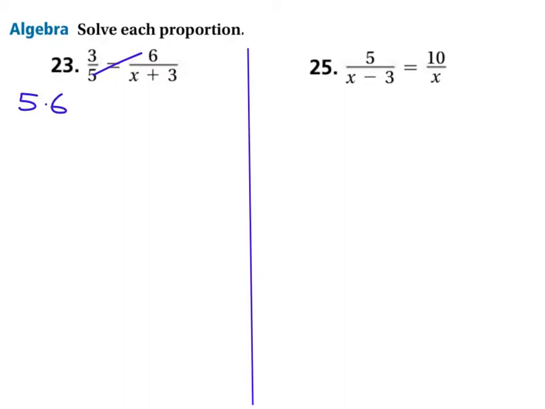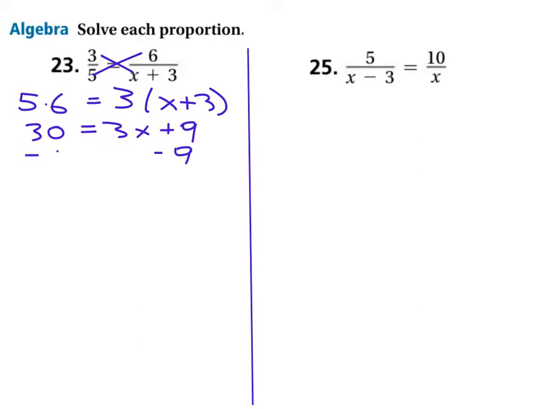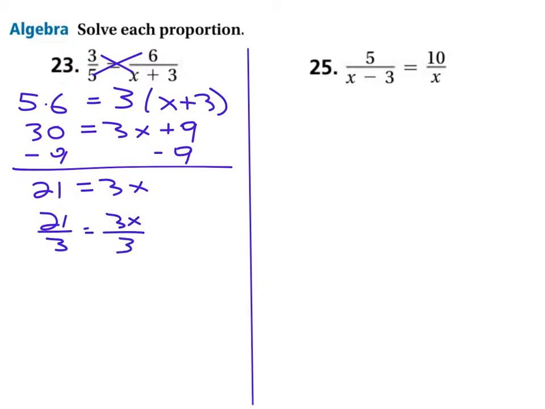5 times 6 equals 3 times x plus 3, and we get 30 equals 3x plus 9. And of course, we will now isolate the constants and the variables on different sides, and we get 21 is equal to 3x. And 21 divided by 3 equals 3x divided by 3, and we get 7 is equal to x.